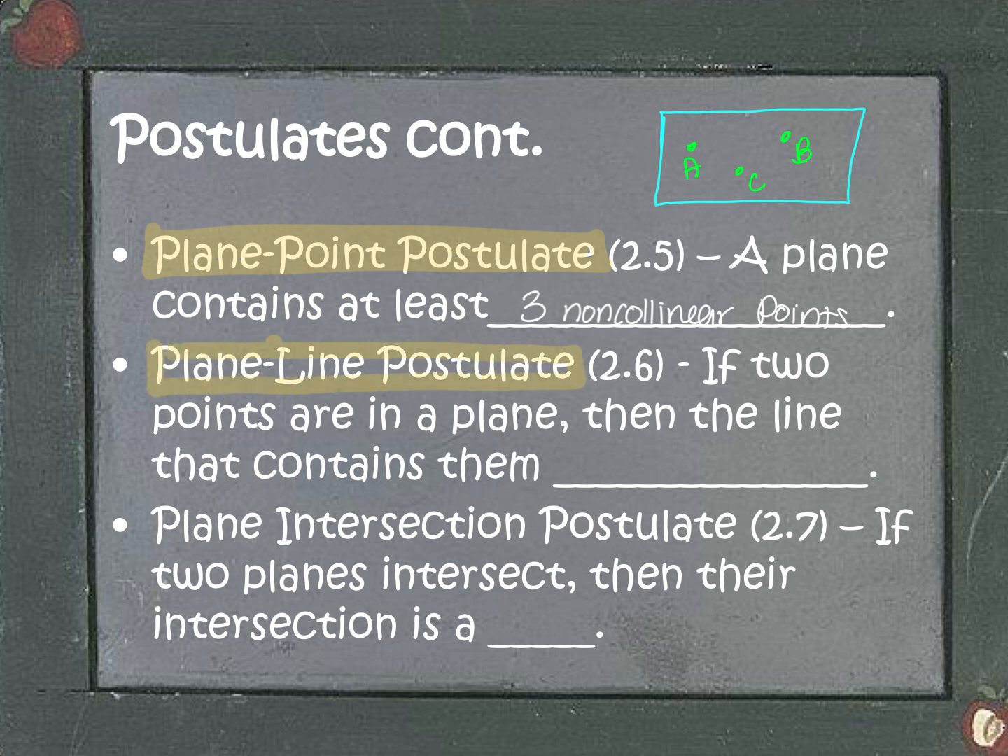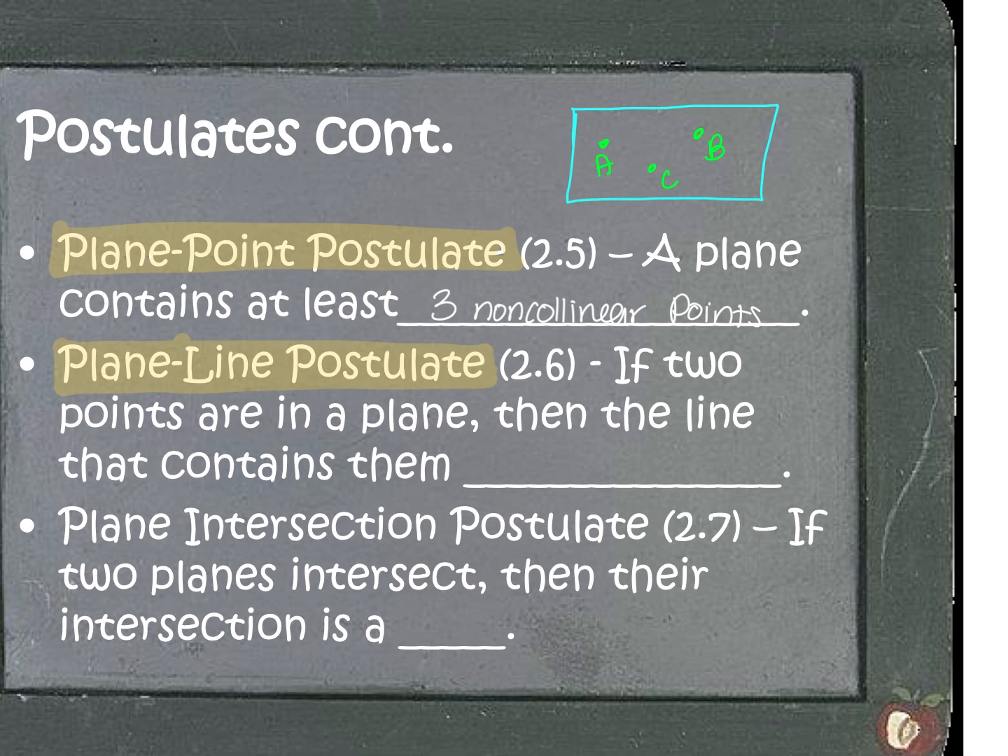Now I have plane line postulate. If 2 points are in a plane, then that line that contains them is also in that plane. This one may sound confusing, but once I draw it, hopefully it clarifies that. So it's saying if 2 points are in a plane, here is my plane. I have point A and point B. 2 points are in a plane. Then the line that contains those 2 points is on that plane.